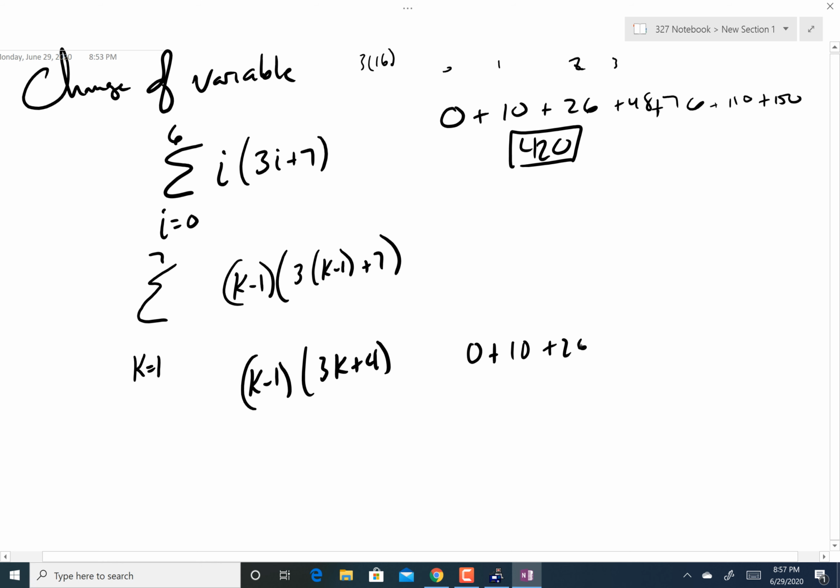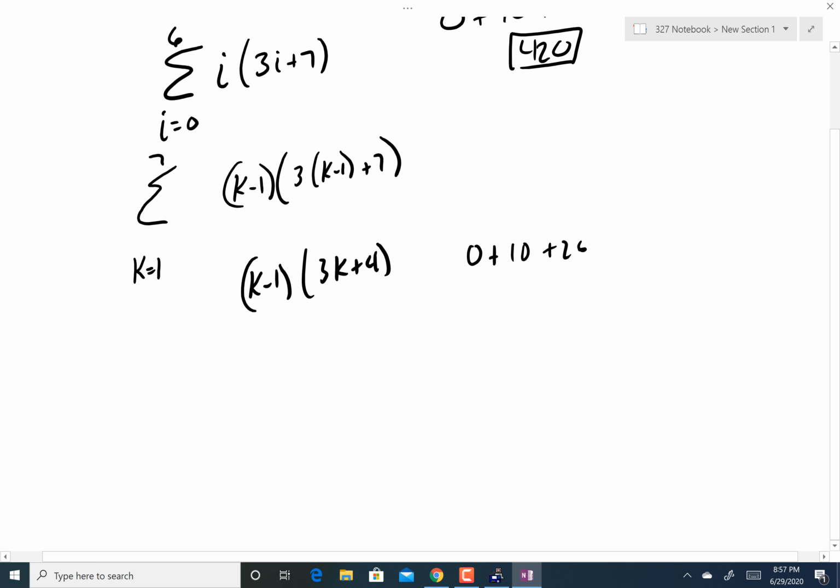Why on earth would I want to do this? Well, not for this particular problem, but for some problems later on, when it's an actual, if you had a situation where, well, this actually would work too. Let's actually FOIL this out a little bit.